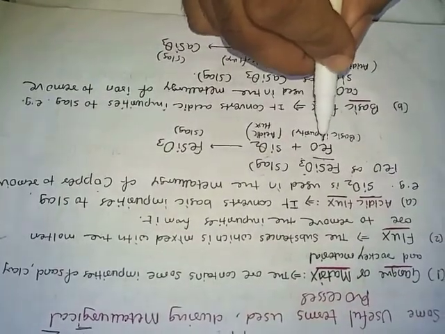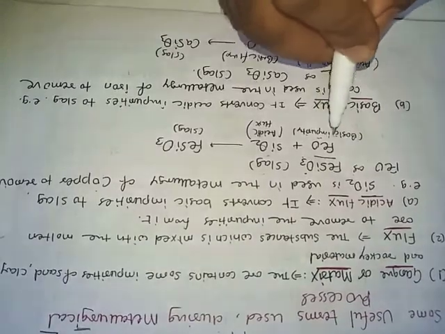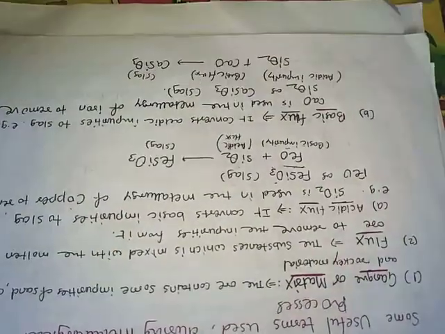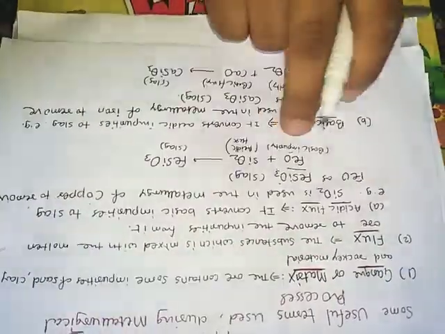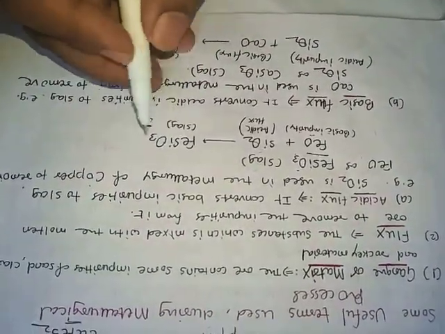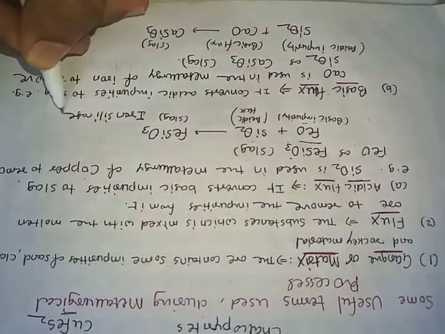So this basic impurity plus acidic flux: to remove the basic impurity, we add acidic flux, that is SiO2. What do we get? Iron silicate as a slag. It means it is an infusible mass. Iron silicate we got here.